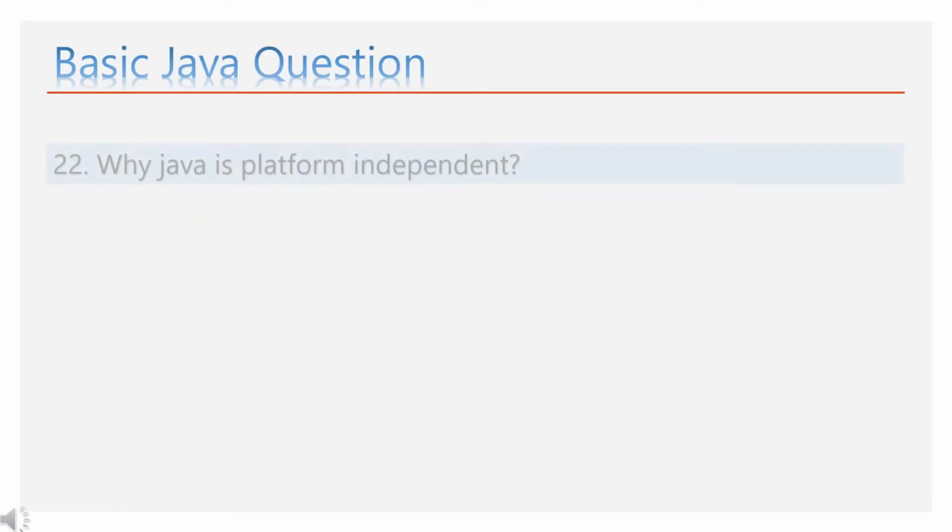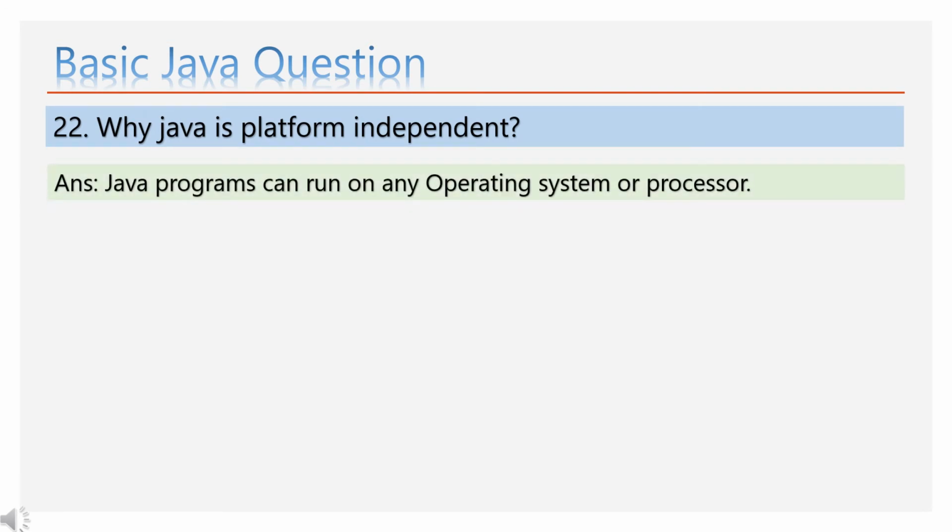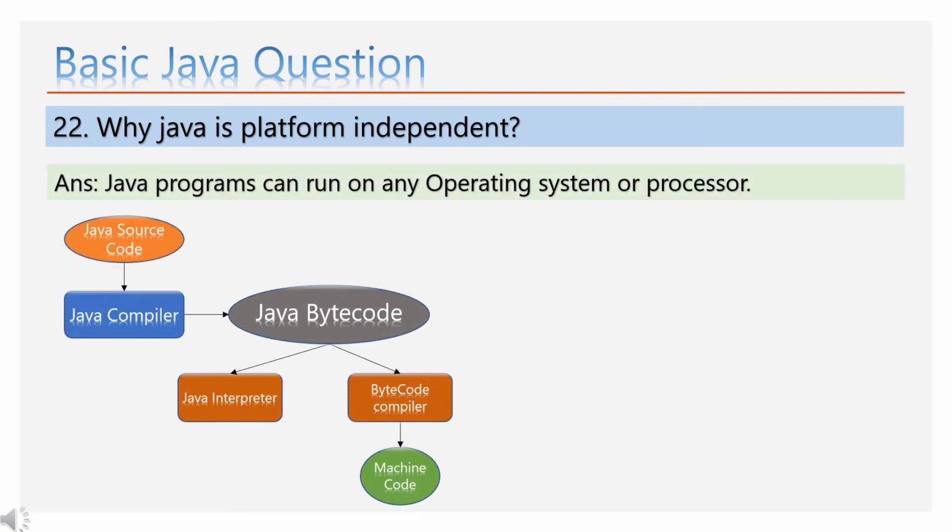Why is Java platform independent? Java programs can run on any operating system or processor. Here is the diagram in which you can see that Java source code is compiled into Java bytecode. Then Java bytecode is handled by either a Java interpreter or bytecode compiler. And then it gets converted into machine code.